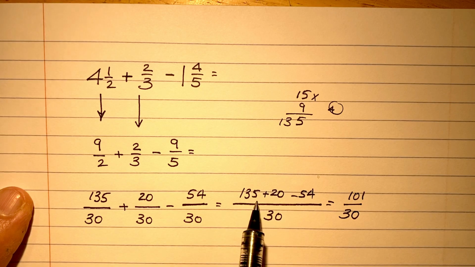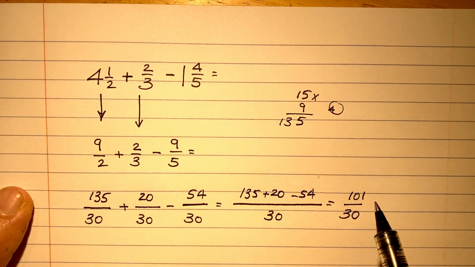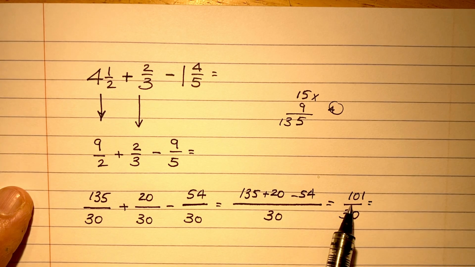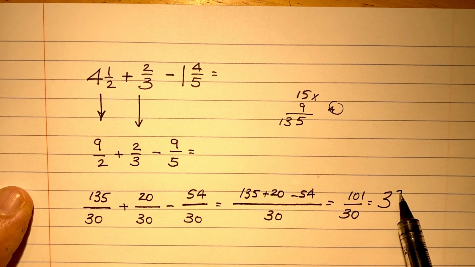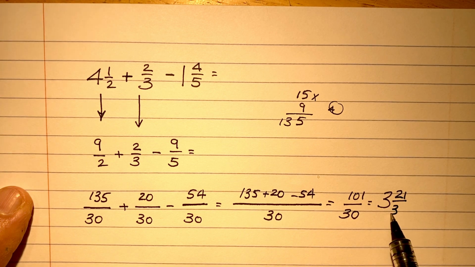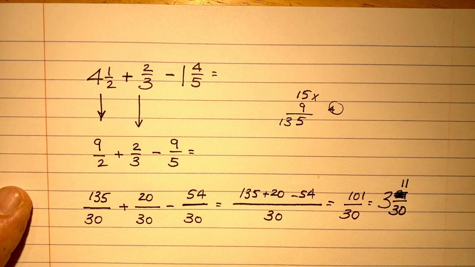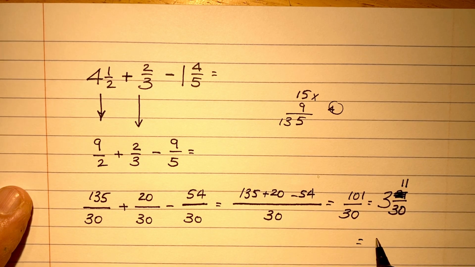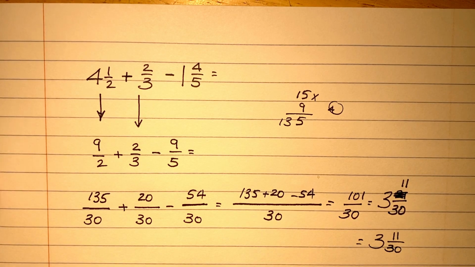Let me check that again. 155 minus 54. Now, this is top heavy. 30 into 110 goes 3 times. That's 90 and 21 left. No, 11 left. That's it. So the answer is 3 and 11/30th.